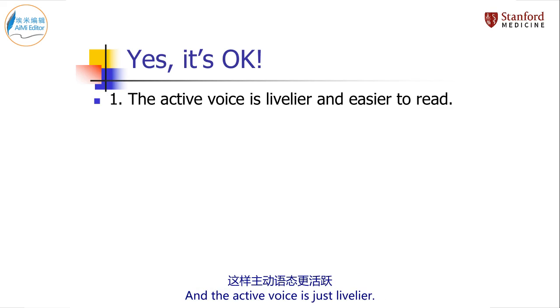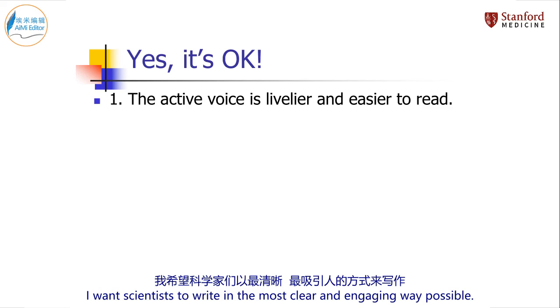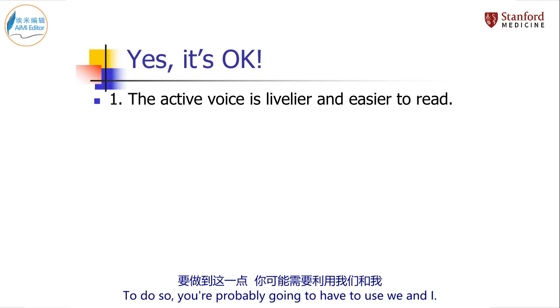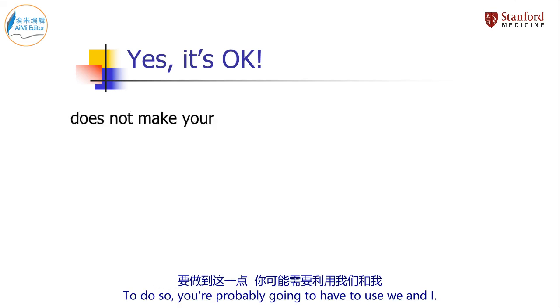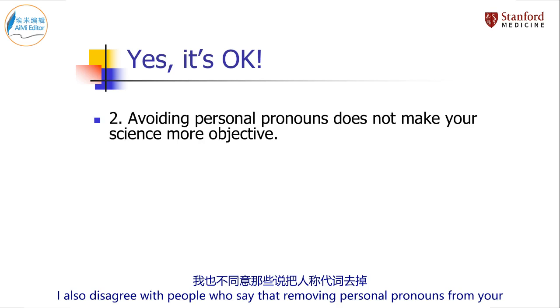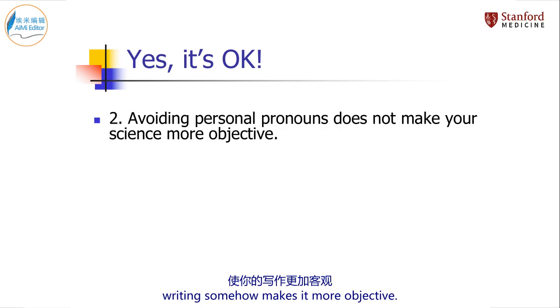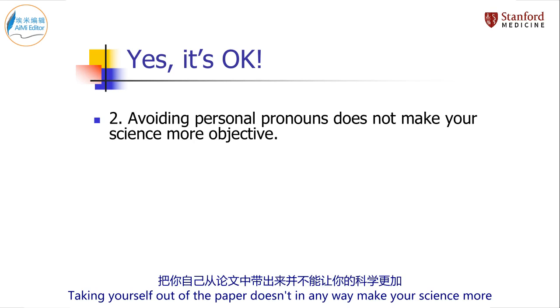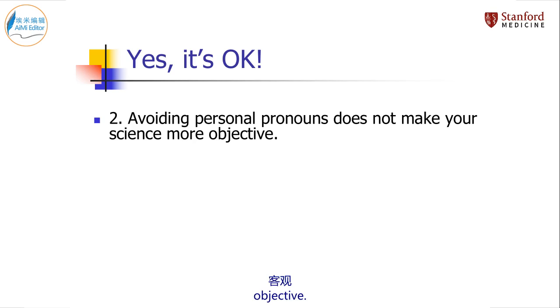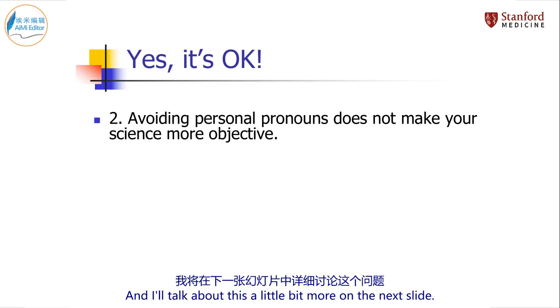And the active voice is just livelier, it's easier to read, and I want scientists to write in the most clear and engaging way possible. To do so, you're probably going to have to use we and I. I also disagree with people who say that removing personal pronouns from your writing somehow makes it more objective. I think that's a myth. Taking yourself out of the paper doesn't in any way make your science more objective, and I'll talk about this a little bit more on the next slide.